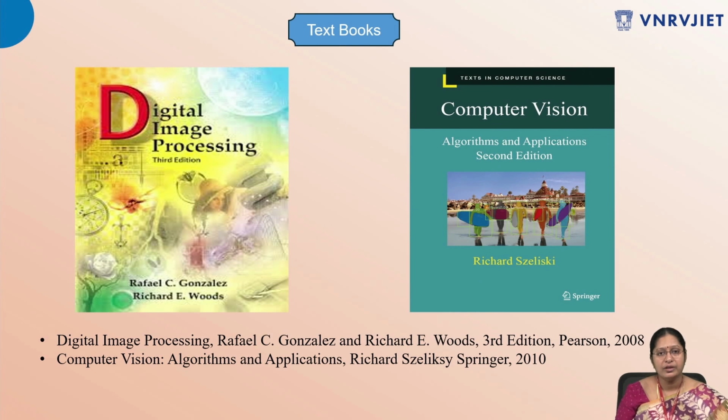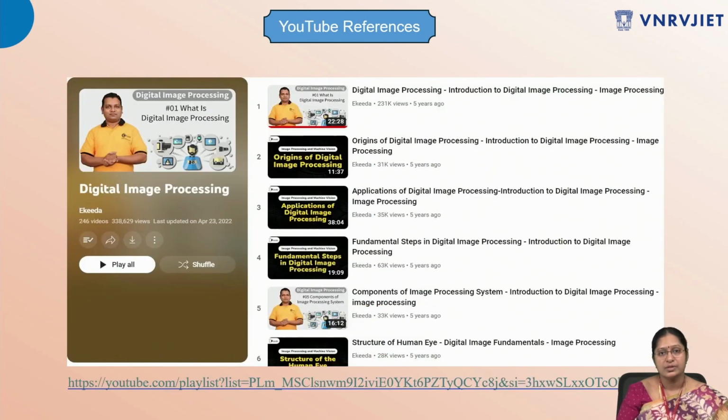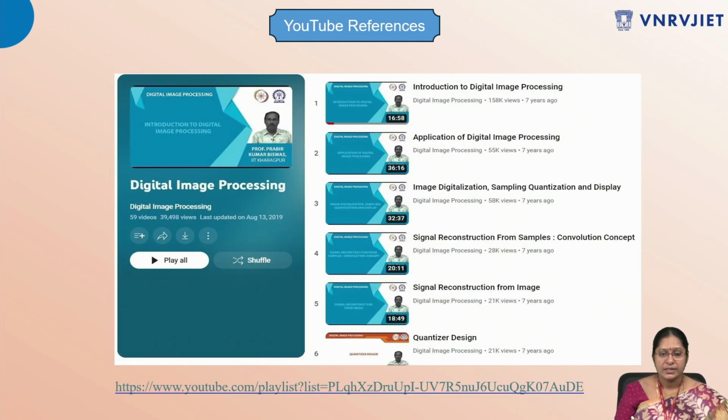And next, coming to the reference textbooks, these are all the topics. In the first unit, the three units are covered, and the next fourth and fifth units are covered in this computer vision textbook. And next, these are more reference books for this image processing and computer vision course. Next, these are the YouTube reference videos which go concept-wise through image processing techniques. And next, these are the reference videos from NPTEL.